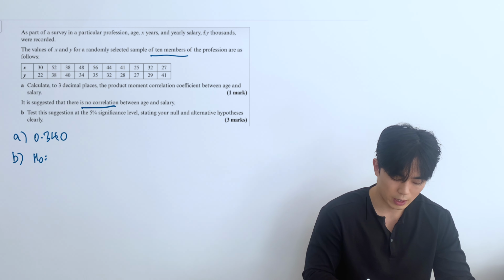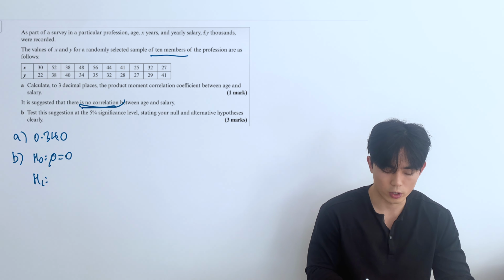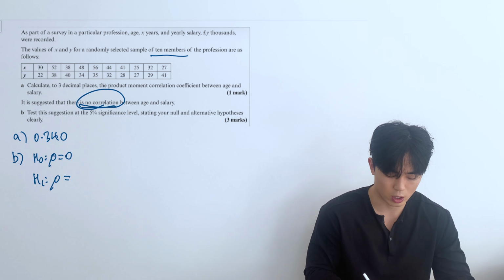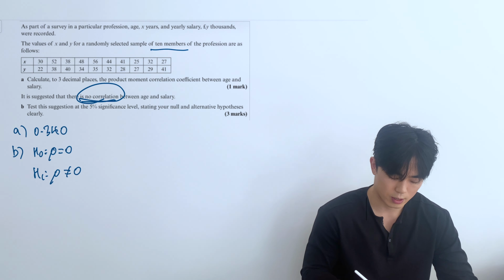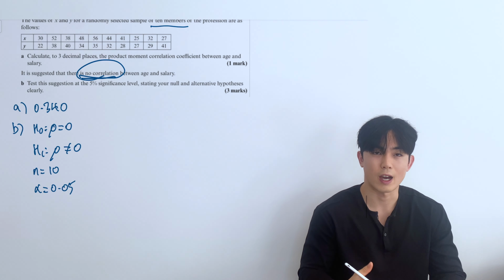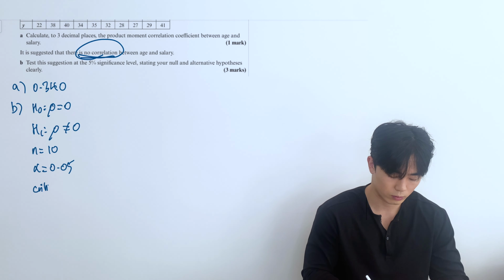So H0, same thing, rho is always going to be 0. Now H1, as you can see, they're suggesting that there's no correlation. That means that rho is not going to be equal to 0. That's what they're suggesting, okay? And so now we can say n is 10 members, alpha is going to be 0.05, and now we find the critical r value, okay?